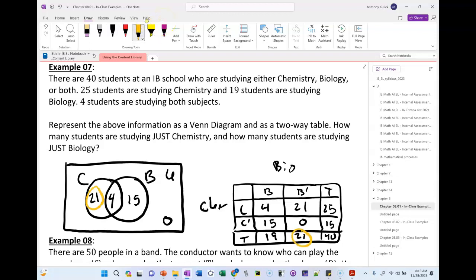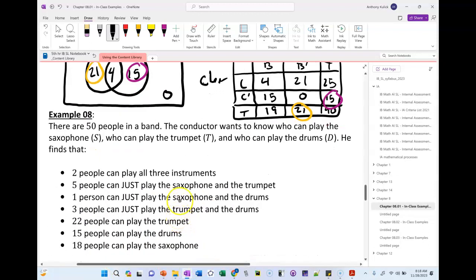Notice here that those other totals gave us those other parts of our Venn diagram, right? Okay. Let's do another.